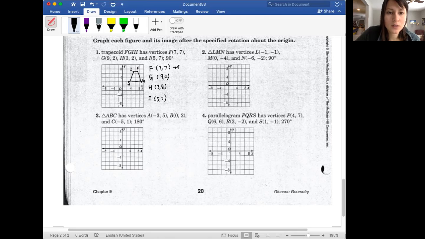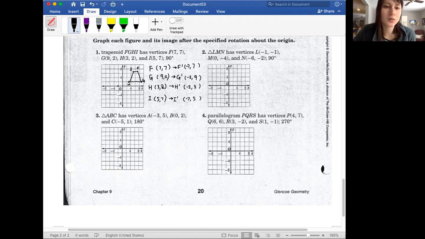So I'm going to do the transformation. Because my points are all going through a change, I'm going to put a little apostrophe next to the letter of the name of the point to show that it's gone through a change. Now I'm going to look back at my notes and see what my points become when it goes through a 90-degree rotation. Well, the x and y flip-flop and the y becomes negative. So this would become negative 7, 7, negative 2, 9, negative 2, 3, and negative 7, 5.